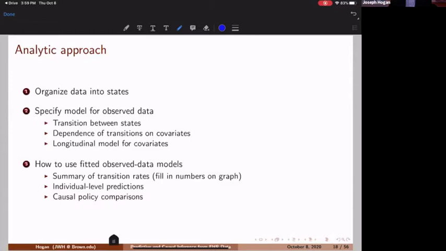We're going to specify a model for the observed data, which will characterize transitions between states, dependence of transitions on covariates, and also a longitudinal model for the covariates. Then we're going to use these fitted observed data models and fit them into a larger causal modeling framework.